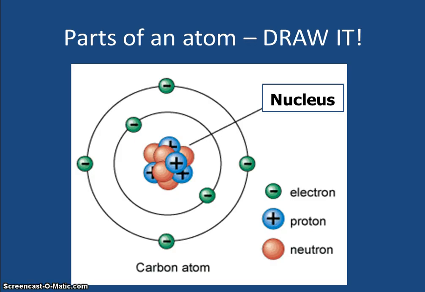So here are the parts of an atom, and I want you to pause the video for a minute and go ahead and sketch this picture so that you have it in your notes, because visual representations will help you remember a whole lot more than just the words. So notice that the positive protons are in the middle, the neutrons are in the middle, and they have no charge, and then the electrons are surrounding the outside of it.